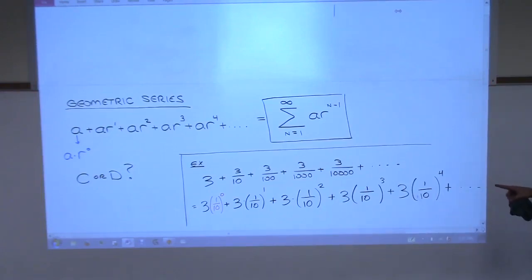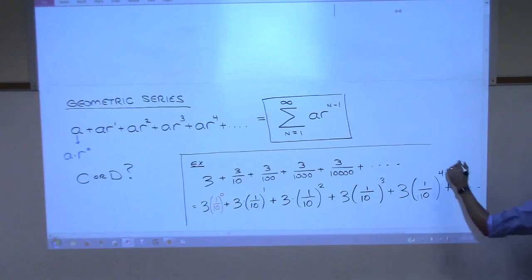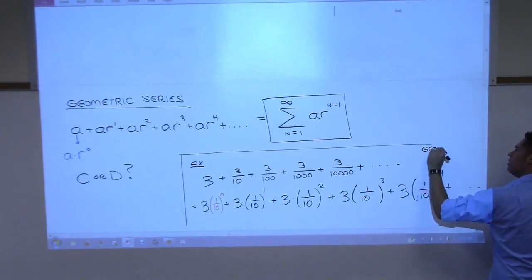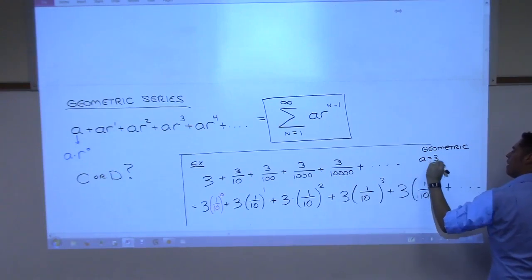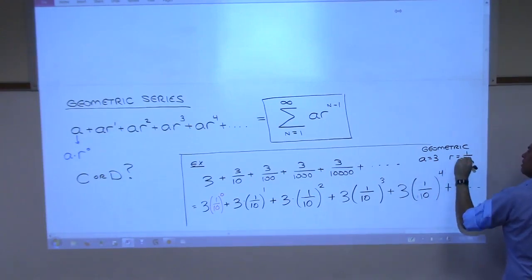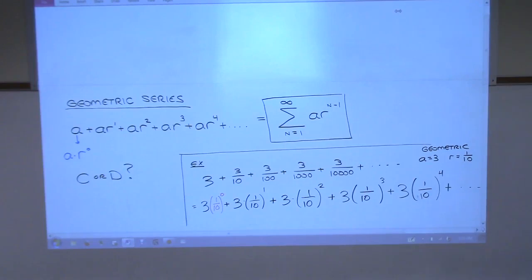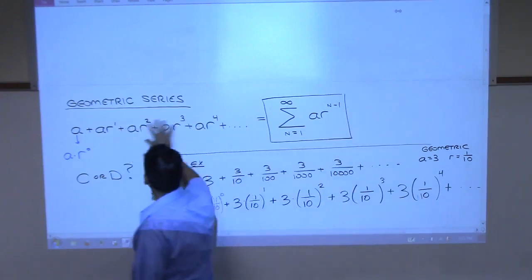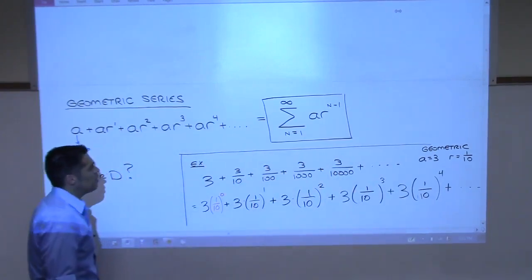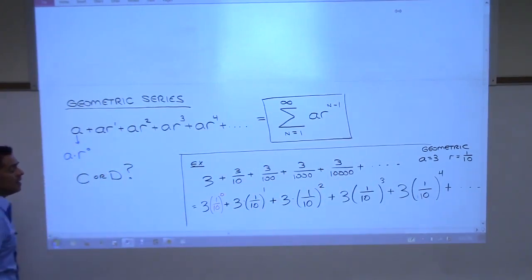So in this geometric series, what's A? So this is geometric. A is 3, and R is 1/10, right? All right, so all geometric series look like this. This is a sigma notation for it, and that's a specific example.